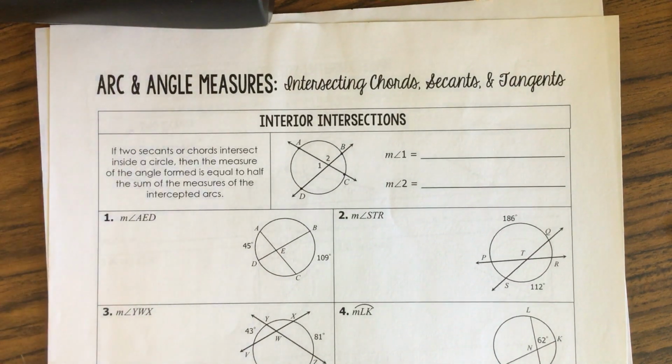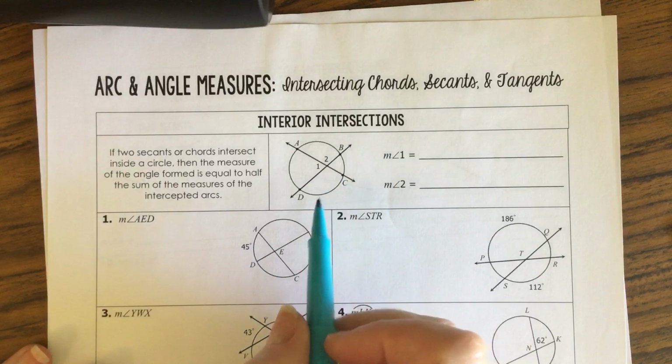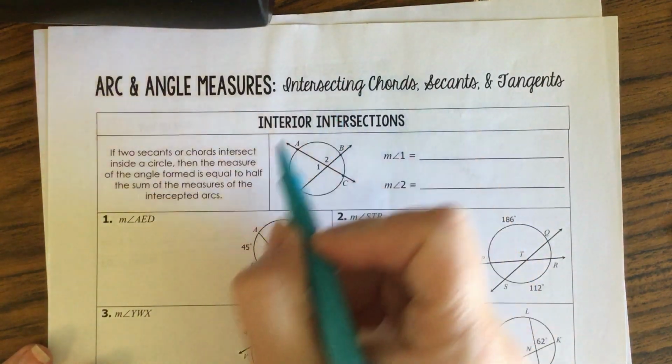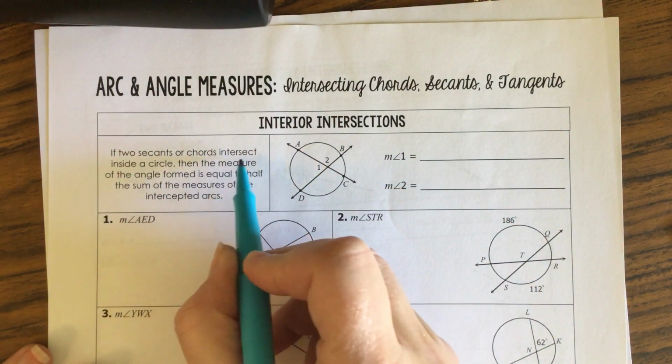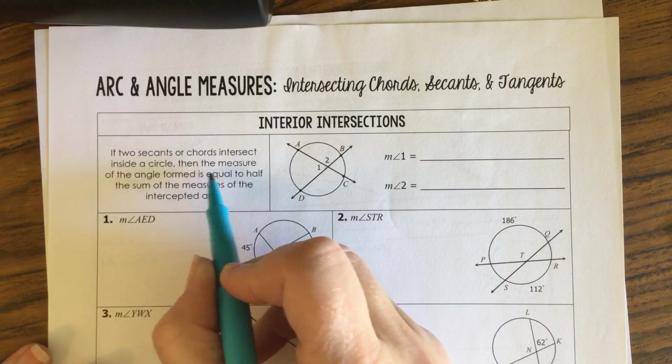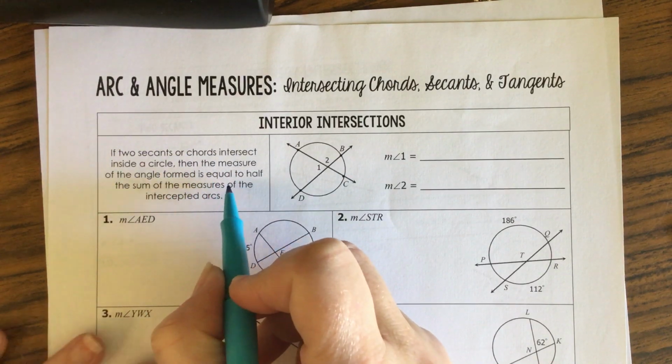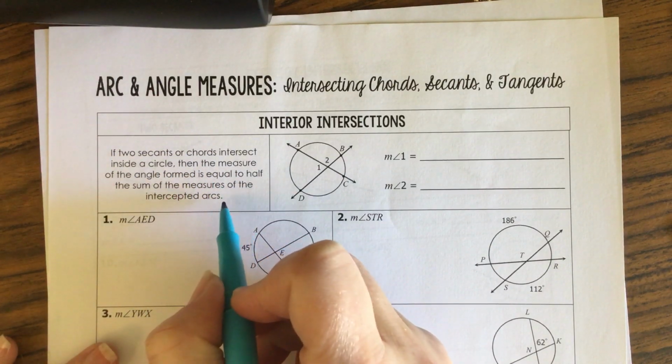So let's go over a few of these. I'm going to do some of the odd numbers on the notes, and then you've got the ones you can look up that I'll have posted, and you can let me know if you have questions. So first of all, up here at the top, what it says here is that if 2 secants or chords intersect inside a circle, then the measure is equal to half the sum of the measures of the intercepted arcs.